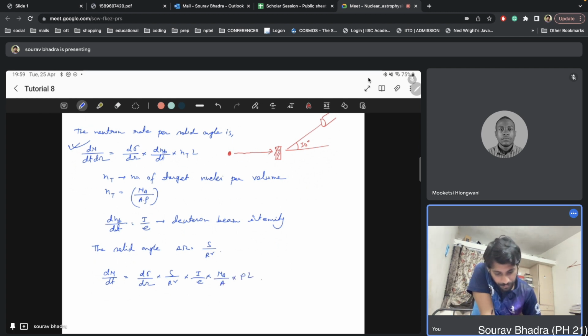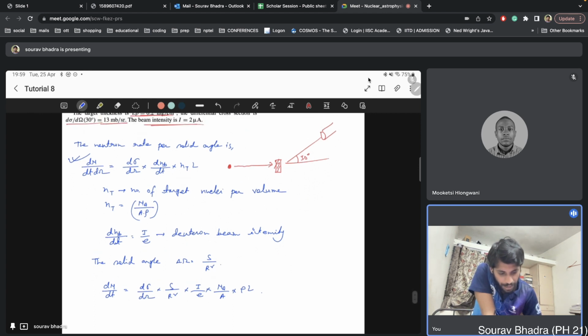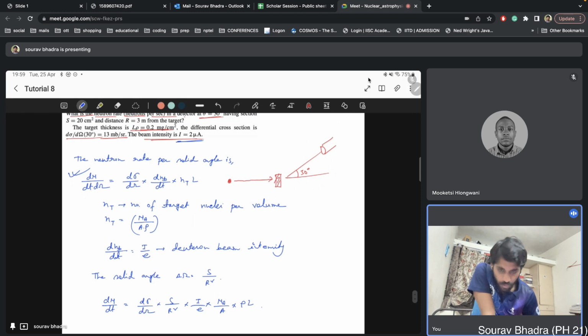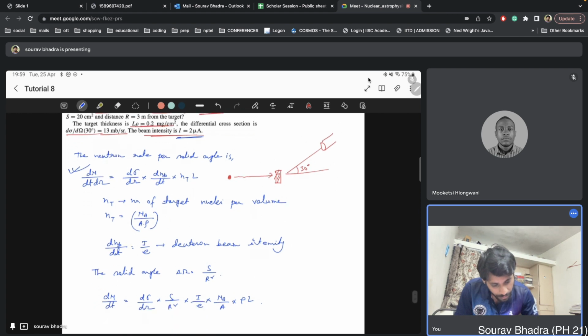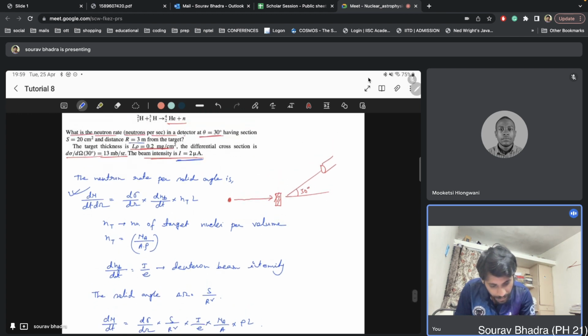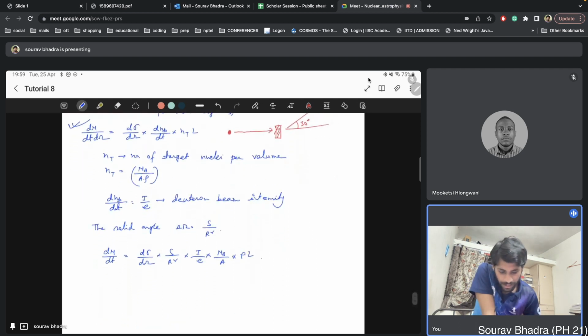So the value of I is given, e is the charge of an electron, and R is also given, which is 3 meter. N_A is the Avogadro number that is known to you, and rho L is also given, 0.2 mg per centimeter square. So all the values are given, we will just put them in. S is 20 centimeter square, so just put it and you will get the required answer.